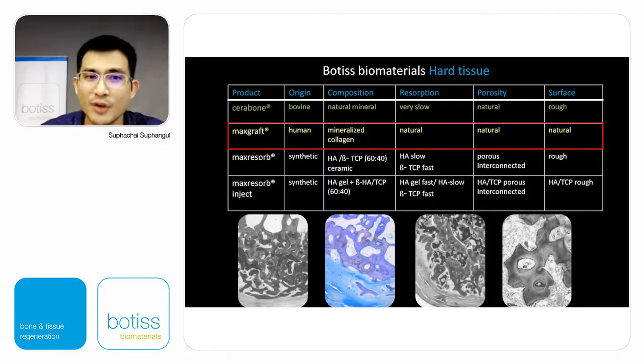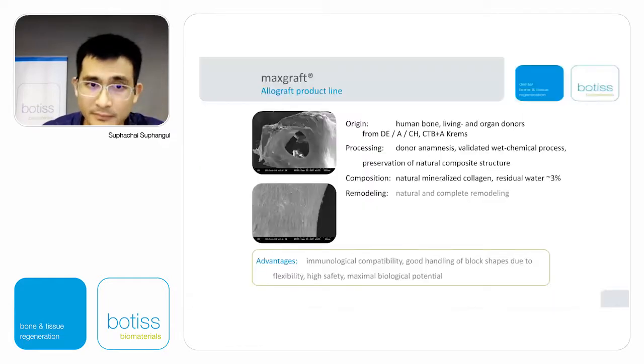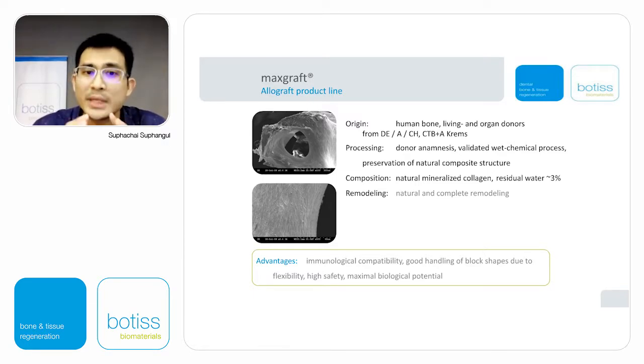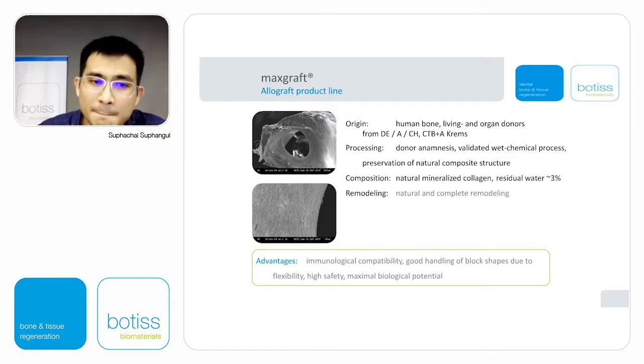For the next one, the MAC graft. The MAC graft is an allograft originating from the human. They have a wet chemical process to wash away the organic substance and disinfect, and it still keeps the natural composition of the structure, as you see in the electron microscope. The surface has roughness and some collagen that can remain on the surface also.